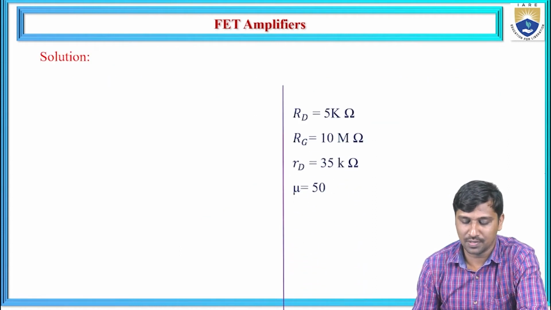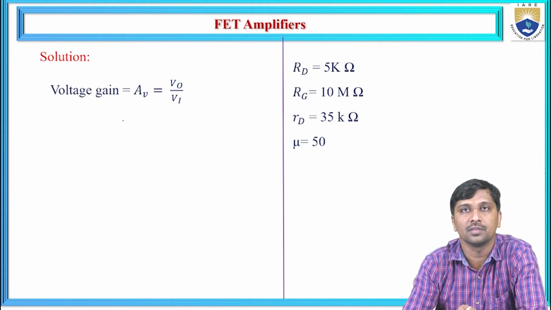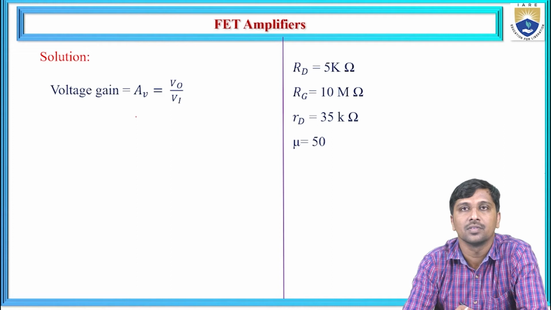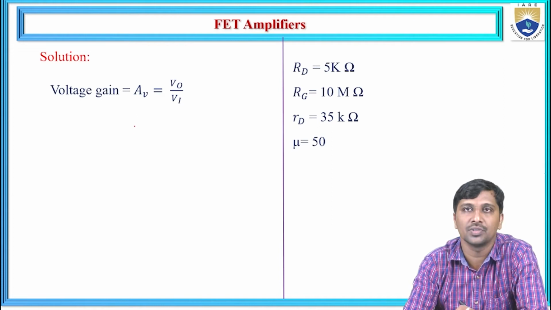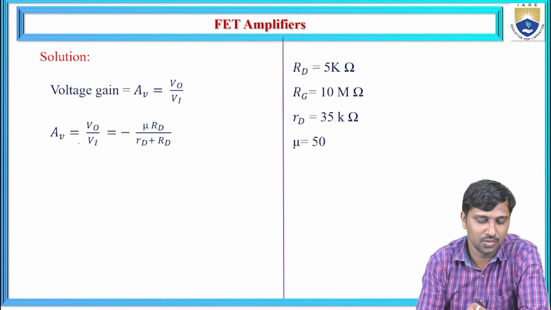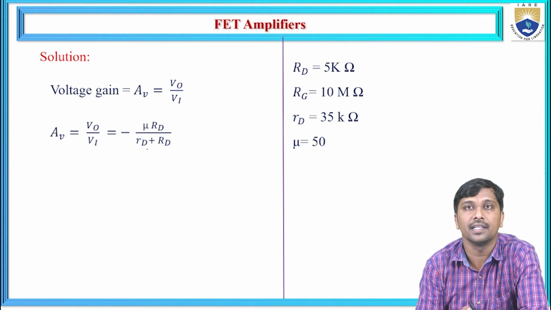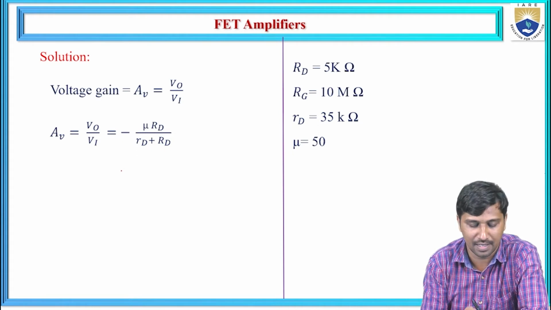First we need to identify the voltage gain here. You can refer to the common source amplifier analysis session, where we discussed the mathematical relation of the voltage gain of the common source amplifier using the small signal model analysis. From that, the voltage gain is represented as minus mu times capital RD by small rd plus capital RD.